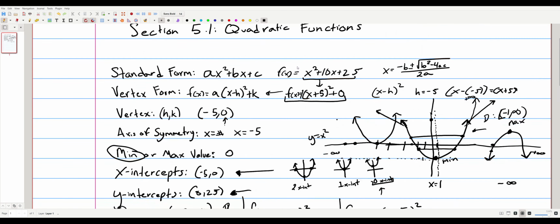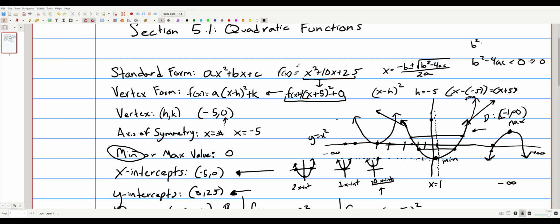Likewise, if you're using the quadratic formula, your discriminant, your b squared minus 4ac, will be less than 0. And so if b squared minus 4ac is less than 0, you're essentially doing the same thing, taking the square root of a negative number. And so this tells you you have 0 x-intercepts. Okay, so if you get this one, this tells you you have 0 x-intercepts.